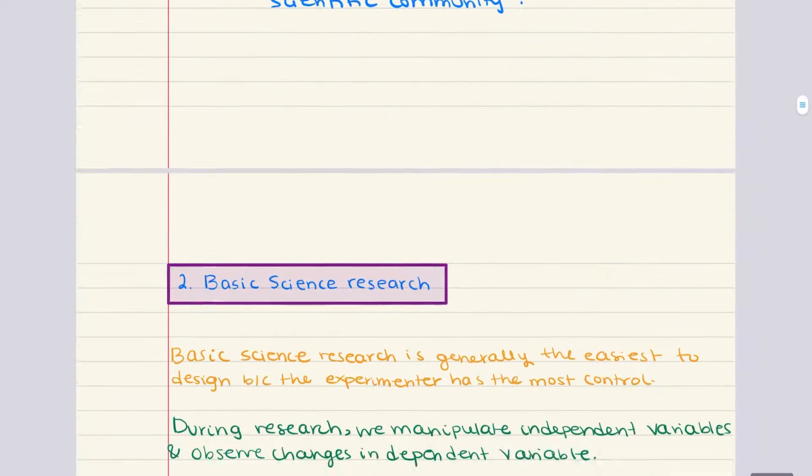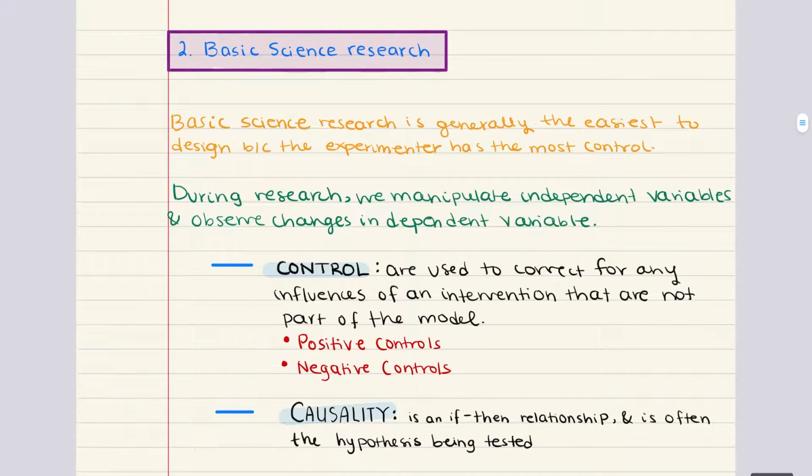With that, we can move into Objective 2 and discuss basic science research, which is often considered the easiest type of research to design. This is because the experimenter has the most control over the variables and conditions. Basic science research focuses on understanding fundamental processes by carefully manipulating variables to observe specific outcomes.